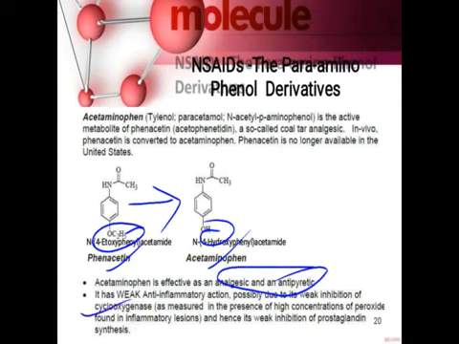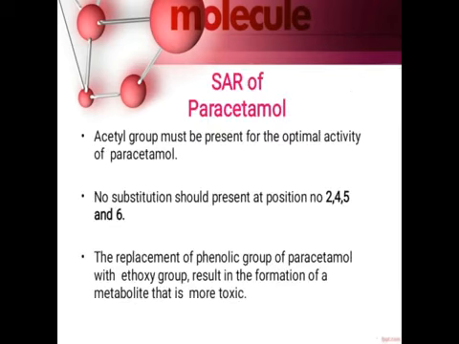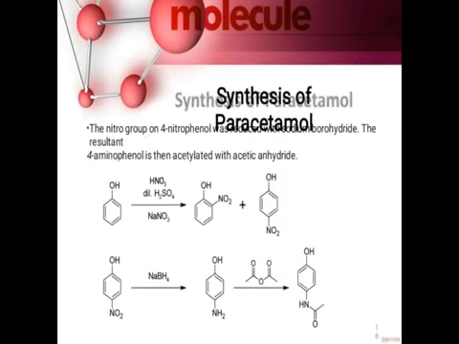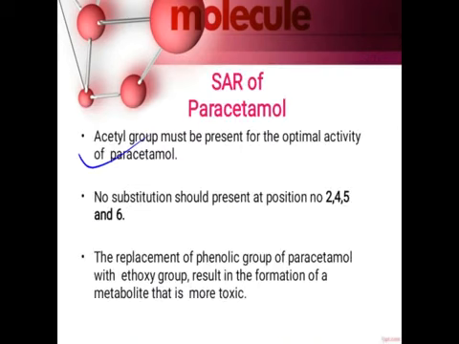It is due to the weak inhibition of cyclooxygenase, the weak inhibition of prostaglandin synthesis. Then the SAR of paracetamol. The acetyl group must be present for the optimal activity of paracetamol. So here we can observe that the acetyl group is present. It is necessary for the optimal activity of paracetamol.